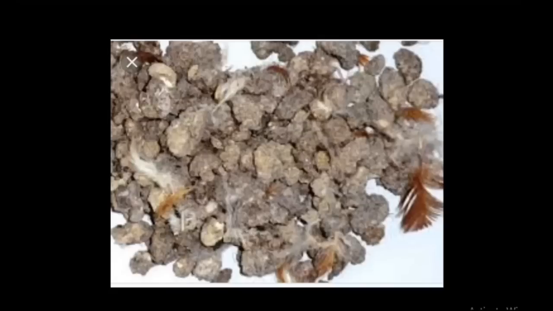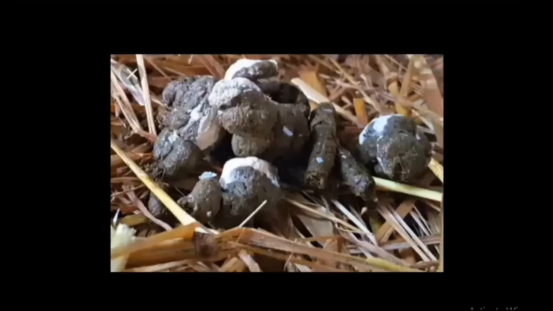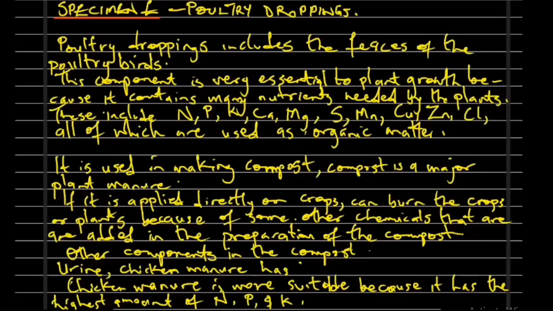So this is what the poultry dropping looks like, particularly when it has been pelletized. You can see it. These are poultry droppings, particularly when mixed with a little poultry feed. So quickly we move over to specimen F, and our specimen F is the cow dung.